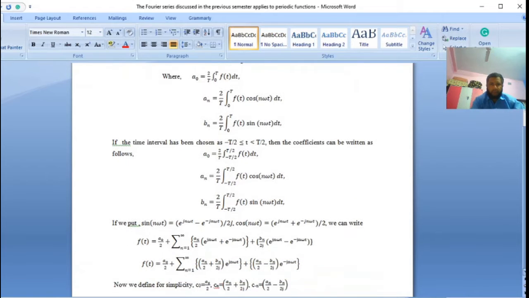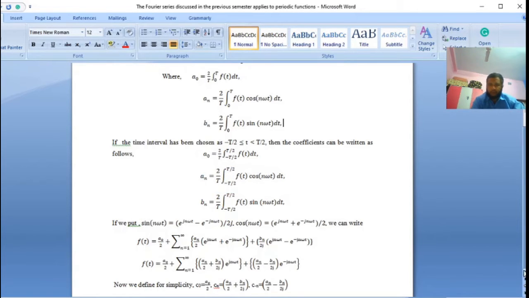Now if I change the limit in this integration, from minus T by 2 to T by 2, the total time period T being the same as previous, then all the coefficients can be written like this. Everything is the same, we have just changed the limit 0 to T and replaced it by minus T by 2 to T by 2.